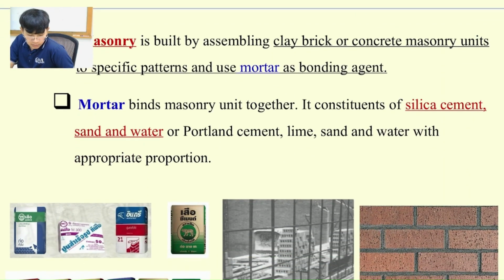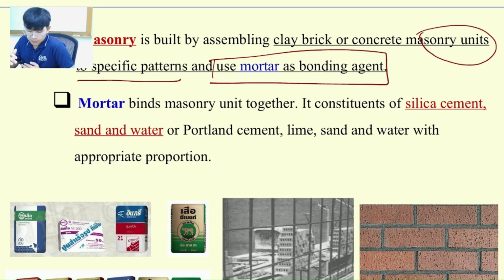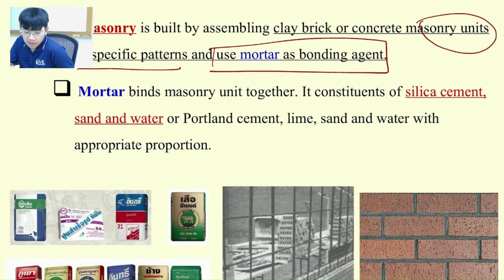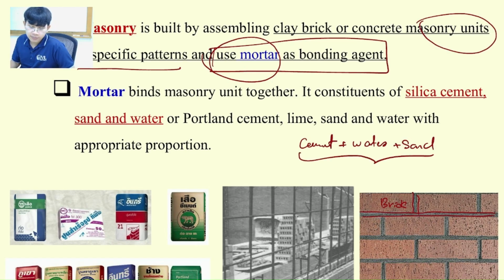Okay, clay and concrete masonry units are laid in a specific pattern and use mortar to bond between the bricks, which means masonry basically is the bonding material that is going to bond between bricks using mortar. Okay, and then mortar, as you may know, has the ingredients of cement plus water plus sand. So this one is going to be mortar, as you may know from the labs.